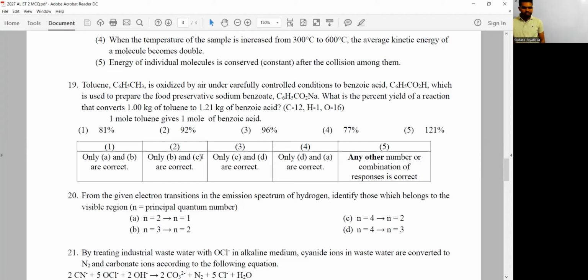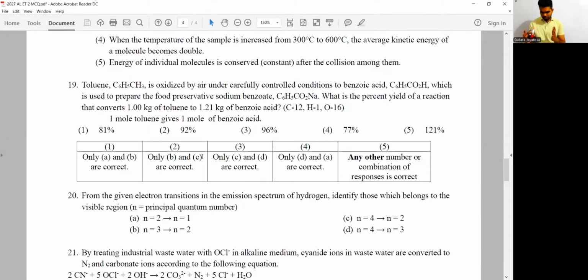Toluene, C6H5CH3. So don't worry about the name. Just get the formula. That's what we need. It is oxidized by air under carefully controlled conditions to benzoic acid. Okay, so this compound is oxidized to another compound, which is used to prepare the food preservative sodium benzoate.